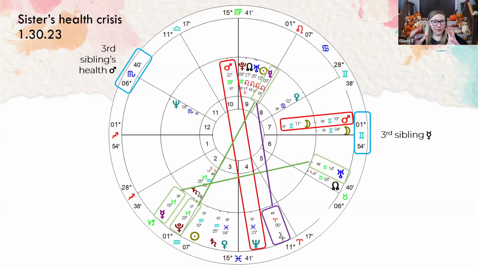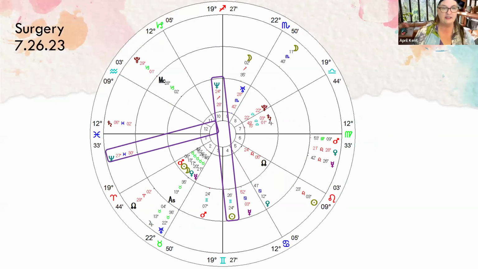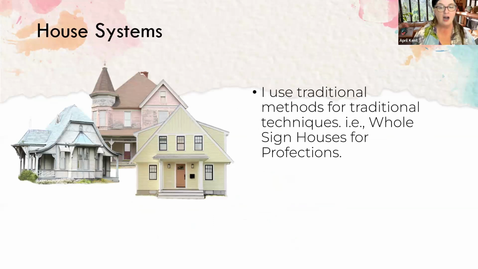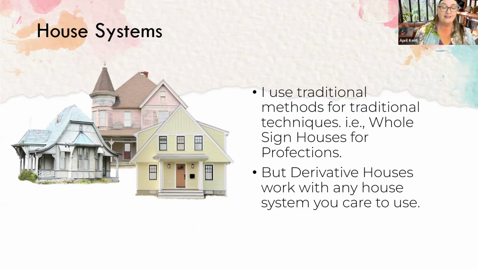Yep. I use traditional methods for traditional techniques, which this is not in particular. But if I'm using, say, profections or something like that, which is a Hellenistic technique, I will use whole sign houses because those are the rules. But this system works with any house system you care to choose. I guarantee you, try it both ways, and I think you'll be amazed.